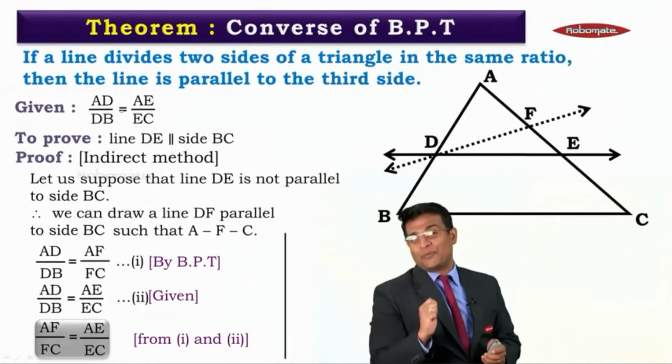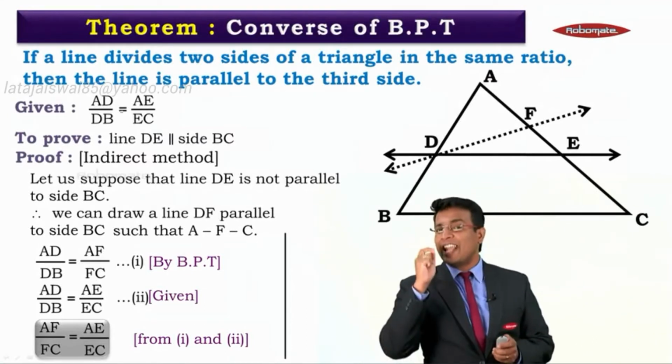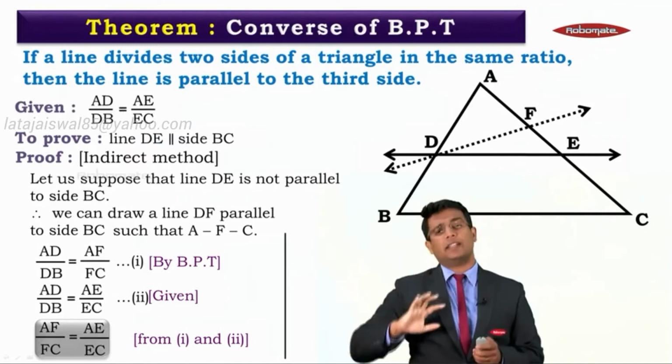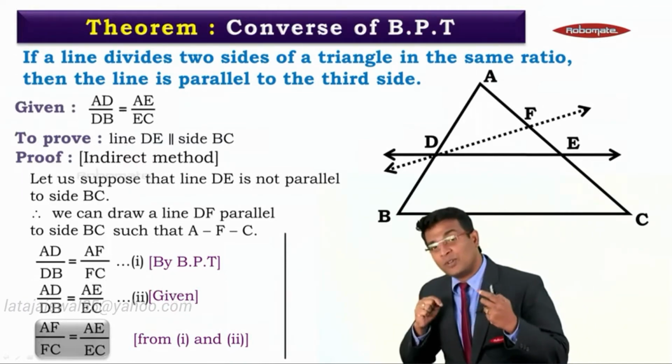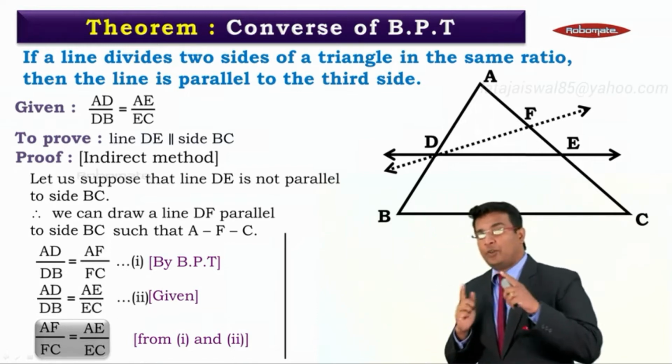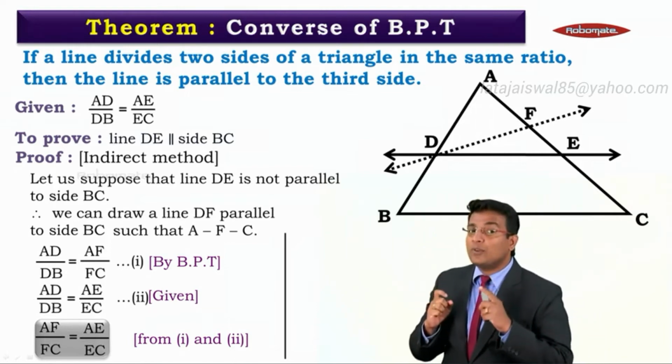And this is where I left you, right? With that result, that is AF upon FC is equal to AE upon EC. Now, how do you proceed further? Now, what you will say is there are two ratios which are equal. So, we will cross multiply. That is AF into EC is equal to AE into FC.